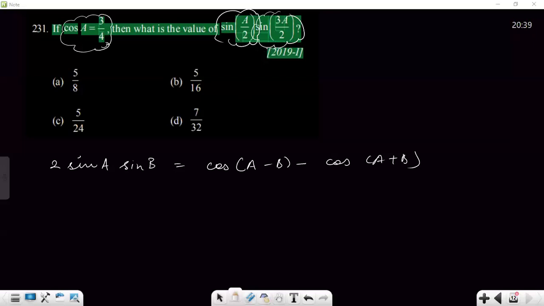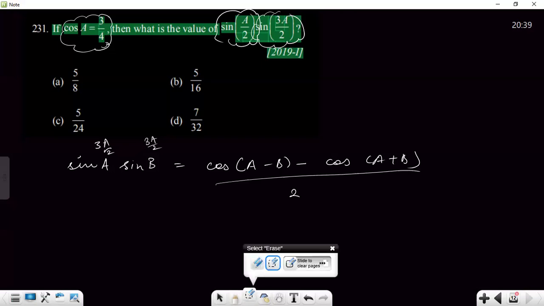Here we have the multiple of 2, so instead of it is A half, and the 2 is also not there. So we'll bring the 2 to the left hand side, and it will go in the denominator. Instead of A, we have A by 2, and instead of B, we have 3A by 2. A used to be the bigger angle, so let's take A as 3A by 2 and B as A by 2. There's no difference in them.